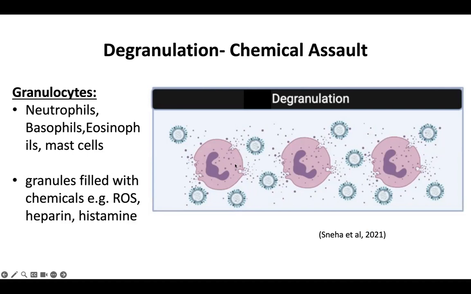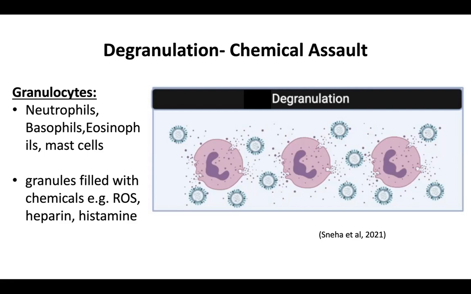Depicted here in this picture is the neutrophil releasing these purple dots, which are the granule components that are toxic to the pathogen. In this picture it is a virus. So if you can't eat it, you just kill it. That's how I see it.